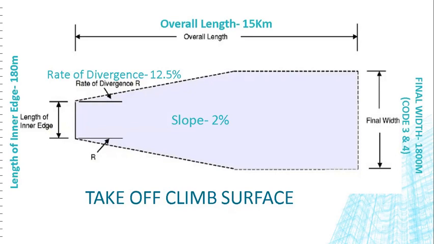The overall length, which we have already told, is 15 kilometers, and the rate of divergence is 12.5%. While making an approach, that rate of divergence is 15%, and here it is 12.5%. Slope is 2%.